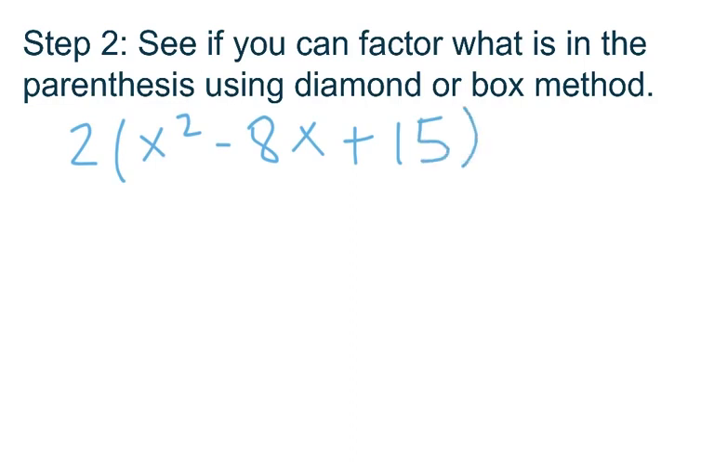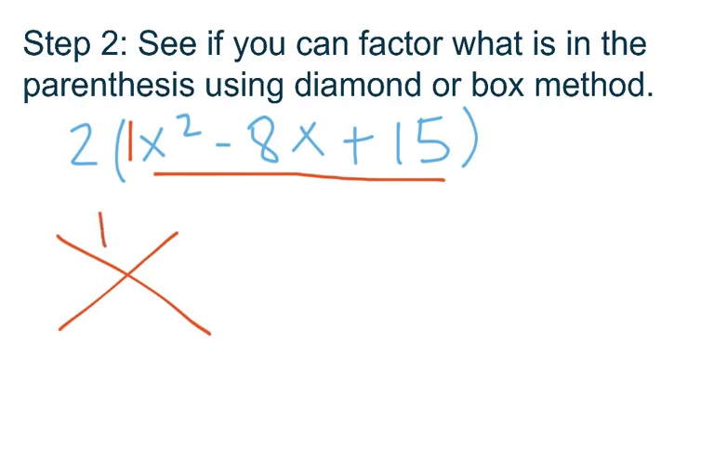Step 2 is basically telling us, let's look at this and see if we can use either the diamond or the box. And we know for this one, we're going to use the diamond, because there's a 1 in front of this x squared. So we draw our diamond. Remember, 15 goes on top, negative 8 on the bottom. We want to multiply to that top number, add to the bottom, and we find that it is negative 5 and negative 3.